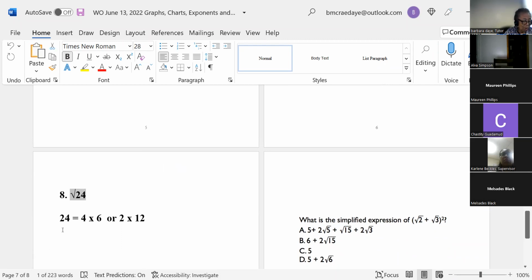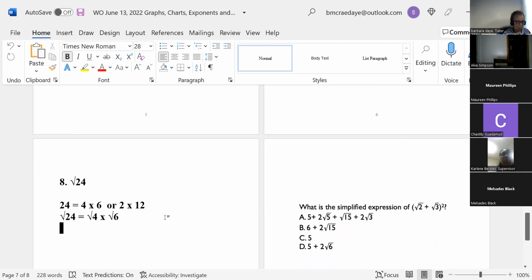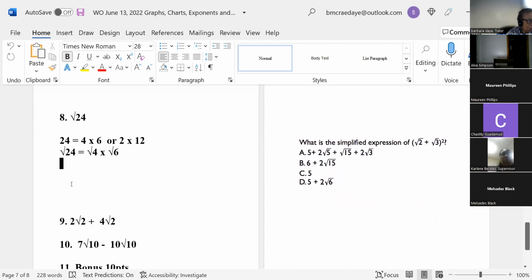So square root of 24, let's just put it here. We can write that as square root of 4 times the square root of 6. Now, Alva, what is that equal to? Miss, you're writing a bit low on the left. Can you see it now? Yes, thank you.